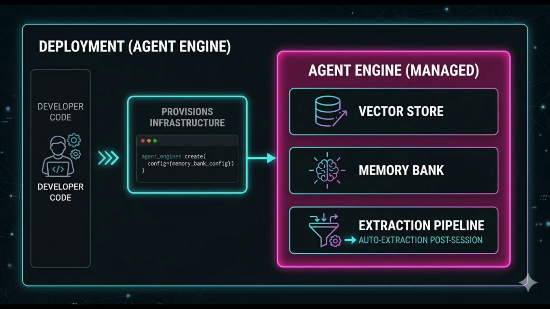Once configured, this blueprint is deployed into a managed runtime using Agent Engine. This step provisions the actual infrastructure: storage, vector index, and background extraction pipeline. This is where MemoryBank becomes a running system.